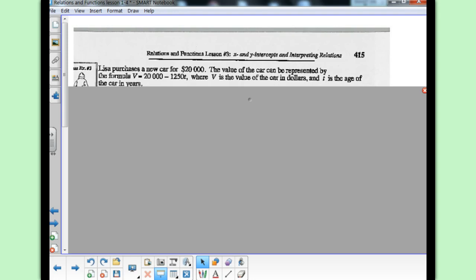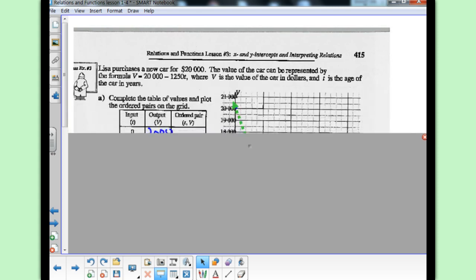So in this one, Lisa purchased a new car for $20,000. That's awesome. The value of this car is represented by this equation, where V is the value of the car in dollars and T is the age of the car in years. Now you guys have done tables of values, so now the suggestion is, well, what value should we put in here? So we have to choose some different values to put in here.